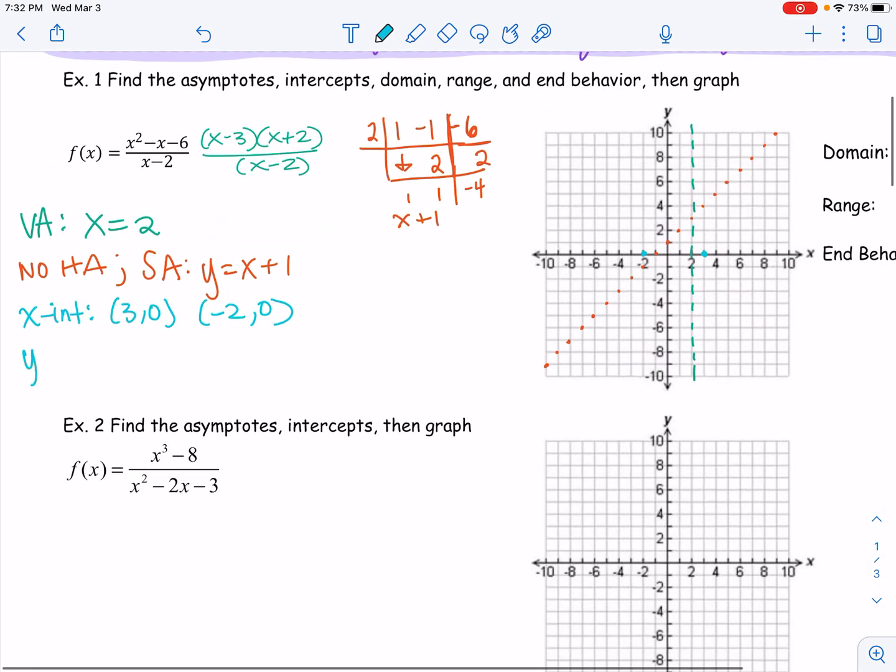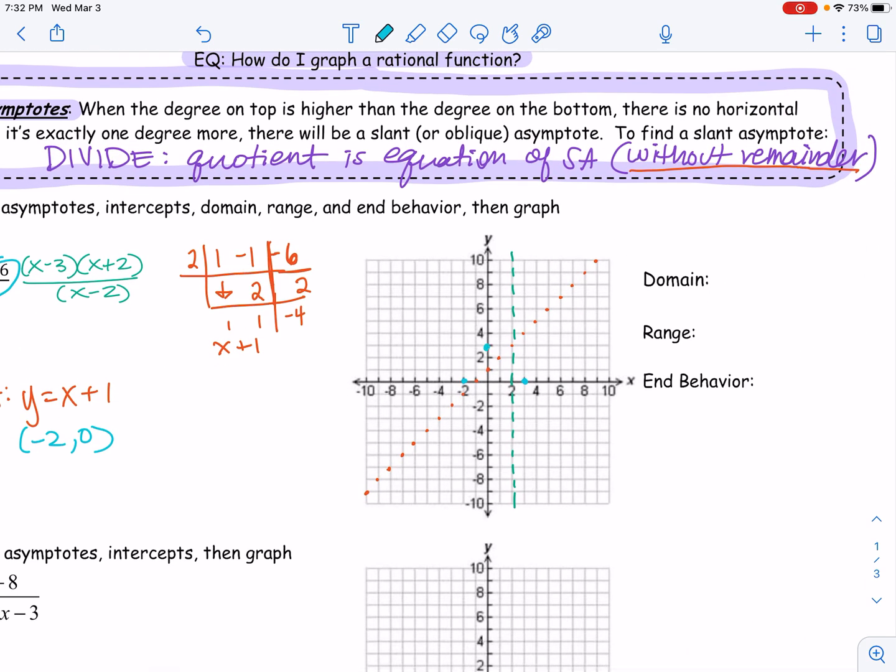And then for y-intercepts, I plug in 0 for x, or look at my constants. Negative 6 divided by negative 2 is a positive 3, so (0, 3) is my y-intercept, so that's right here. Okay. Now, graphing won't be any different. It'll just feel and look a little bit different because we don't have a horizontal asymptote. We have a slanted asymptote.